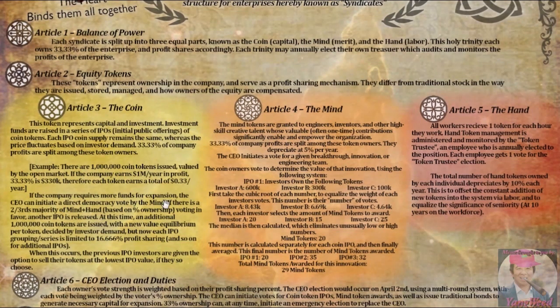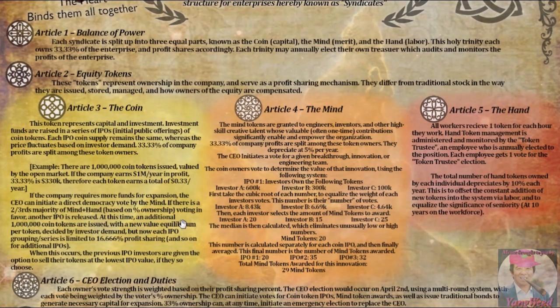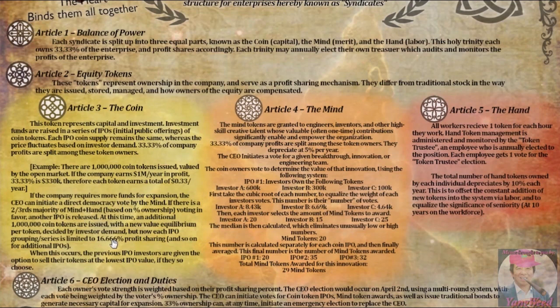If the company requires more funds for expansion, the CEO can initiate a direct democracy vote via the mind. If there's a 2/3 vote of the mind and the hand, based on percent ownership, voting in favor, then you can have a second IPO. An additional million coins are issued with a new value equilibrium based on investor demand. But now the 33% profit sharing is split between the first IPO and the second IPO. So each IPO gets a total of 16.666%.